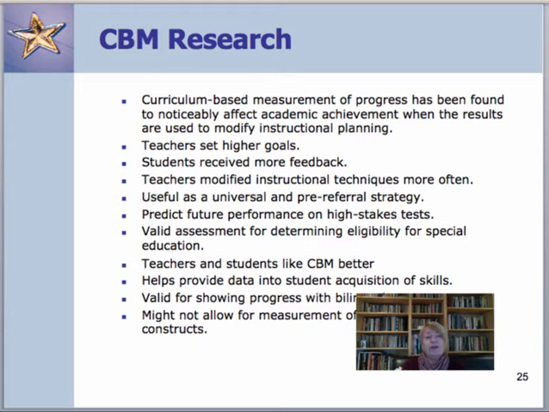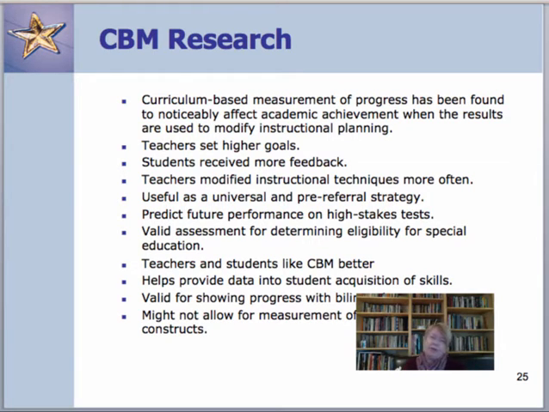Just to summarize what the research is before we move on to how to use curriculum-based measurement in IEPs, which is kind of important, let's just talk a little bit about the research so that you know that you've been exposed now to an evidence-based procedure that helps us monitor progress in student achievement in reading, spelling, and math. That's what we've looked at so far. What we know about curriculum-based measurement is that it's been found to really affect academic achievement when the results are used to modify instructional planning. Now that's really important, that whole statement. It's useful when it's used to modify instructional planning.